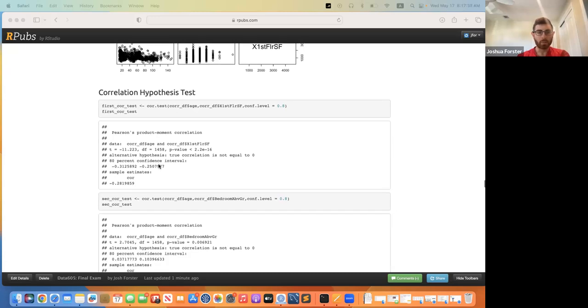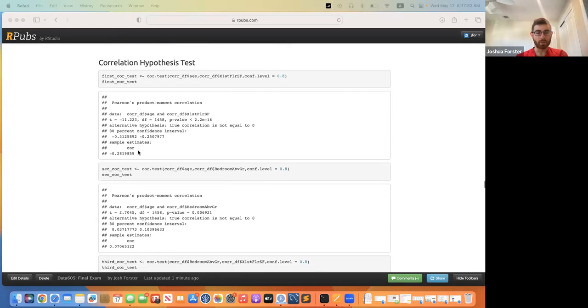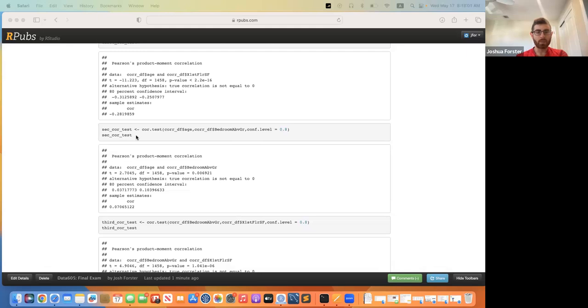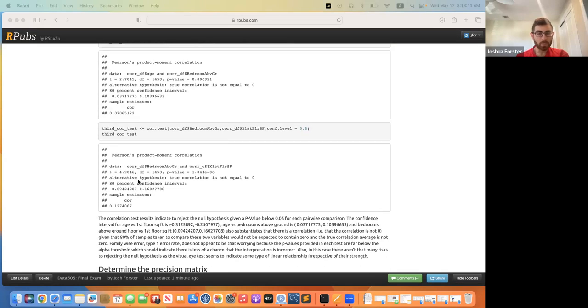permutations. When we do the 80% confidence level, we see that there's a slightly negative relationship. I think age and first floor square footage have the strongest correlation of all of the pairwise correlations, and we see that 0 is not included. Then when we do age versus bedrooms above ground, a slightly weaker correlation, but overall it does not include 0. We look at the last one here, and we also see that there is some correlation, but not as strong as the first comparison.